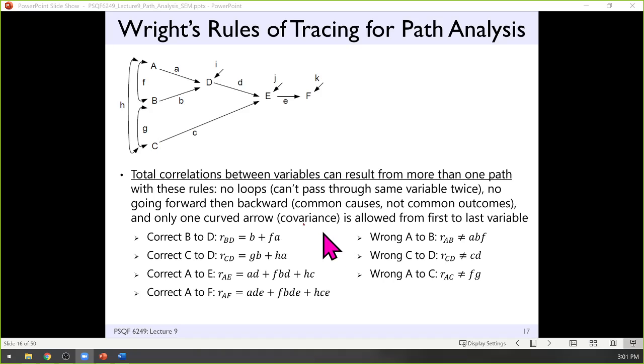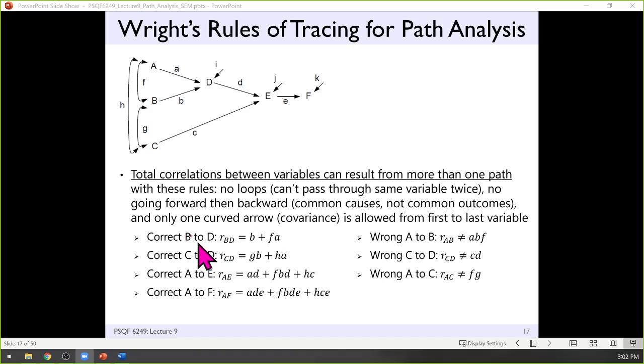All right. So in terms of how to figure out what the model says these relationships are, there's something called Wright's rules of tracing. So you can go forwards, but you can't go forwards and backwards. You can't have loops that pass through the same variable twice. And you can only follow one covariance.